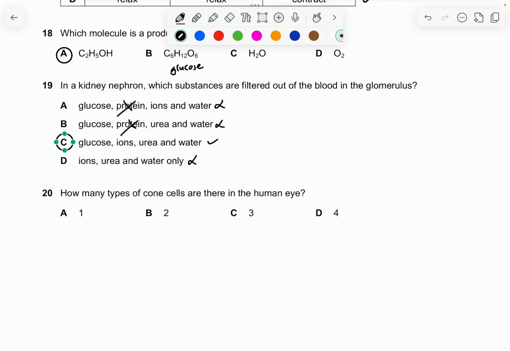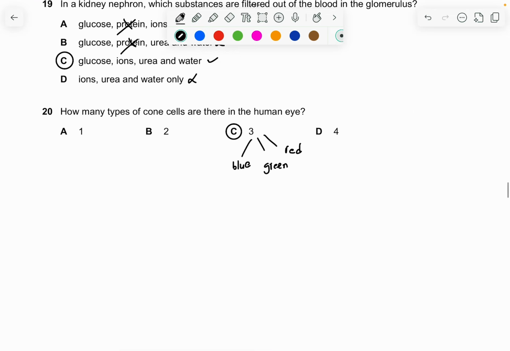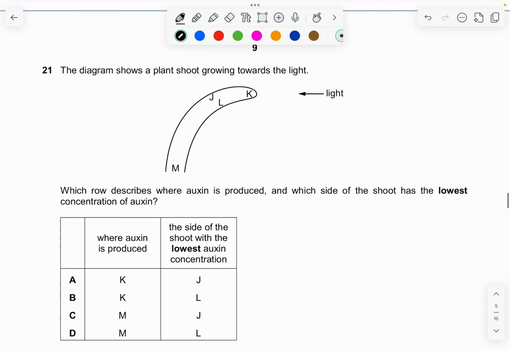Question 20. How many types of cone cells are there in the human eye? Alright, so there are actually 3 types of cone cells. This one is quite new to test this sort of question, like how many are there. Basically, the main 3 types of cone cells are the blue cone cells, the green cone cells, and the red cone cells. Alright, a little bit tricky, but you should be able to get there.